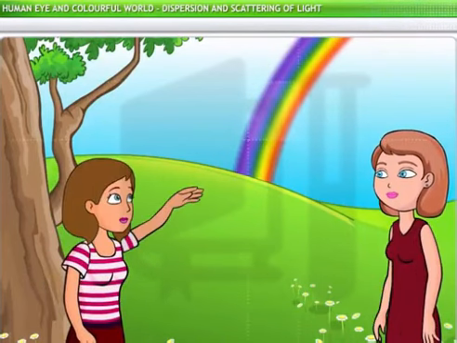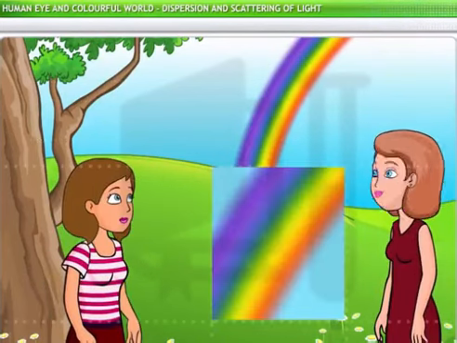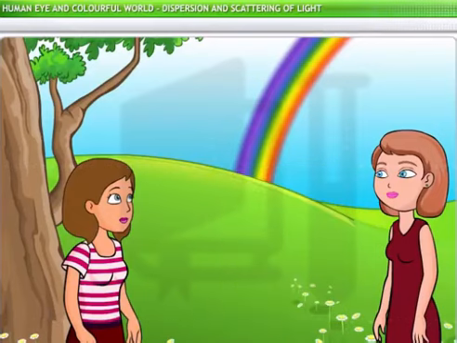Hey, look, a rainbow. Yes, it's very beautiful. In fact, the legends of many cultures see the rainbow as a kind of bridge between heaven and earth. Really? Well, that's an interesting idea. But science has figured out the secret of rainbows.